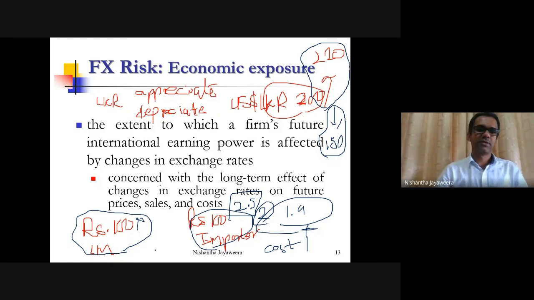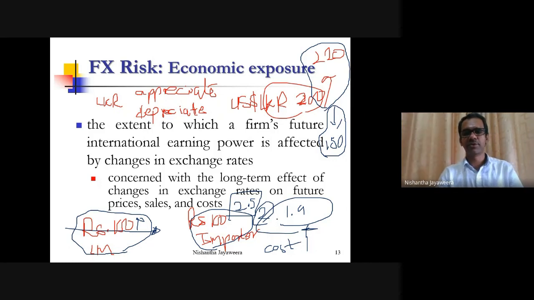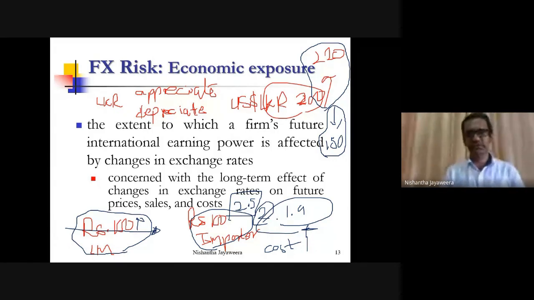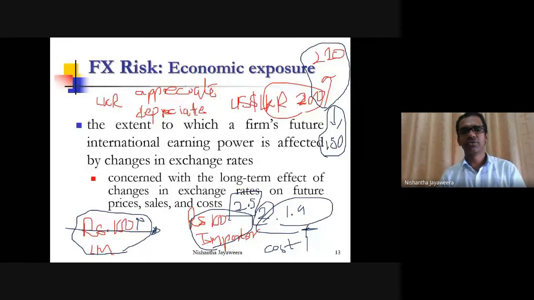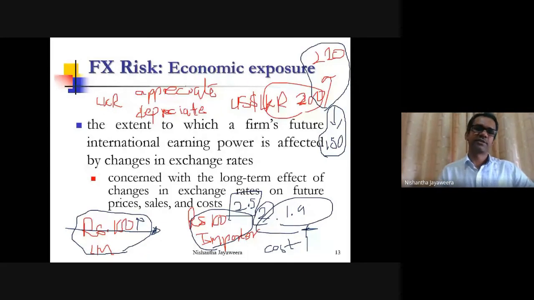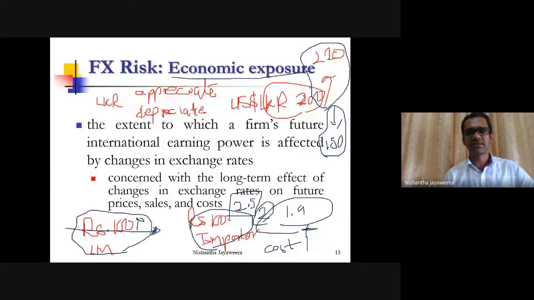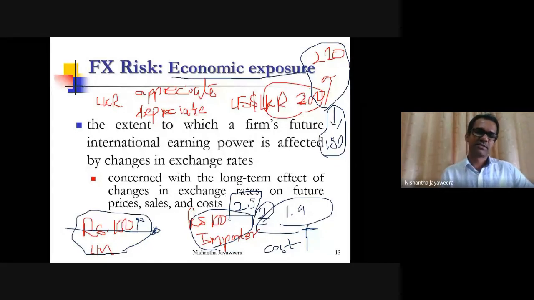So he will lose his business share or the profit. If he can reduce the price and sell it, match it with the importer, it will reduce the price. So that kind of exposure we call the economic exposure. So as an economic agent in any country, we all face this exposure directly or indirectly through transactions and others.